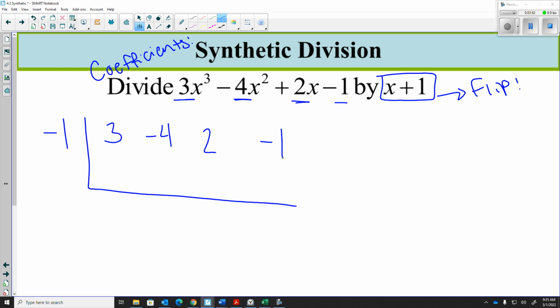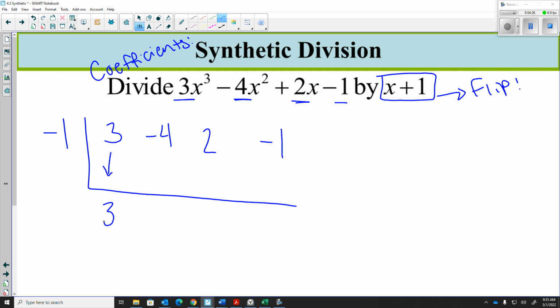Now it's time to start running through the process. You might think it's kind of weird at first, but I promise it's going to be easier than long division. We're going to drop the first number down. Then we're going to do this repeated process of multiplying something and then adding something, and then multiplying and adding again. We're just going to do that until we don't have anything left. The other numbers will come back later. Don't worry.